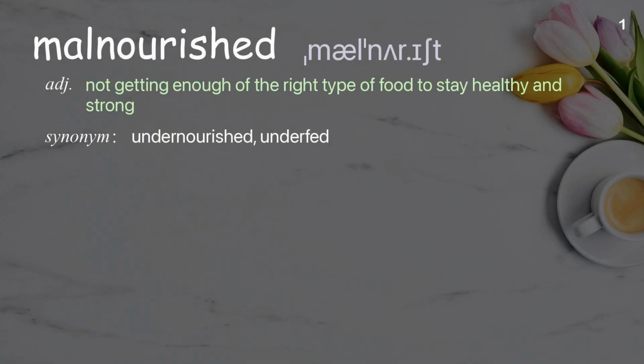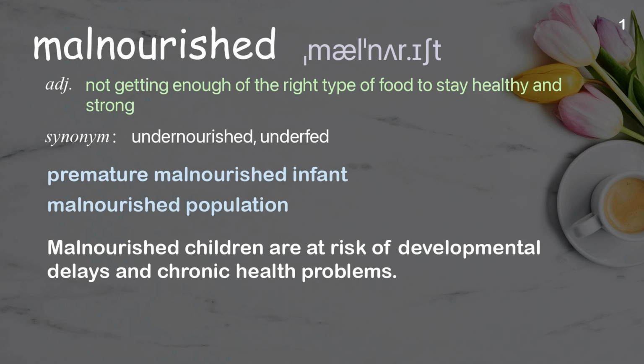Malnourished. Not getting enough of the right type of food to stay healthy and strong. Examples: Premature malnourished infant. Malnourished population. Malnourished children are at risk of developmental delays and chronic health problems.